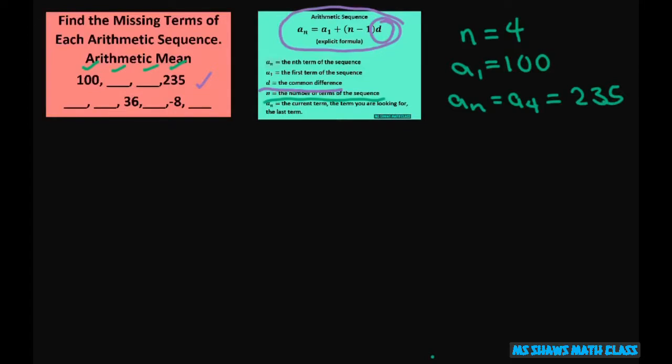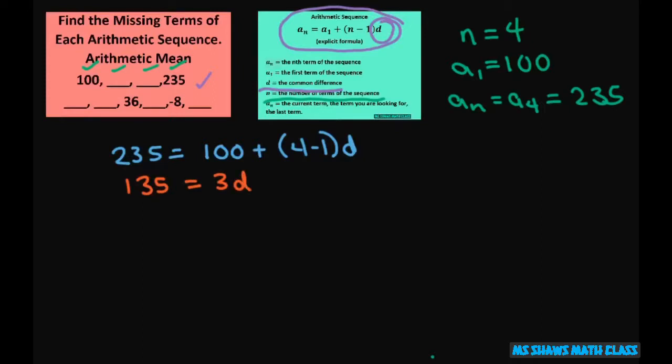So we get 235 equals 100 plus 4 minus 1 D. You're going to subtract 100 to get 135 equals 3D. And then you're going to divide both sides by 3, and that's going to give you 45. So your D is 45.